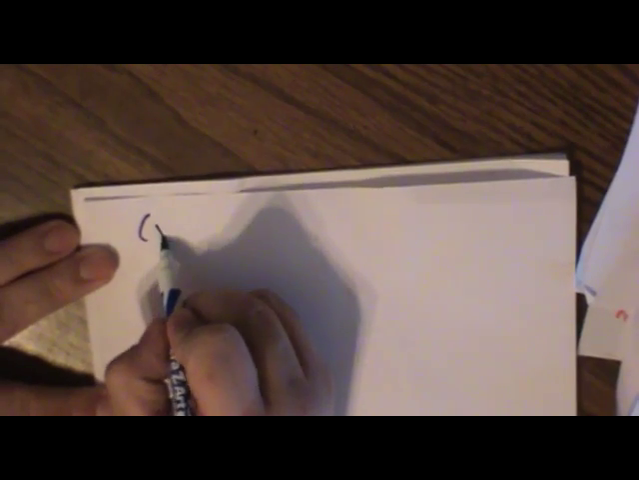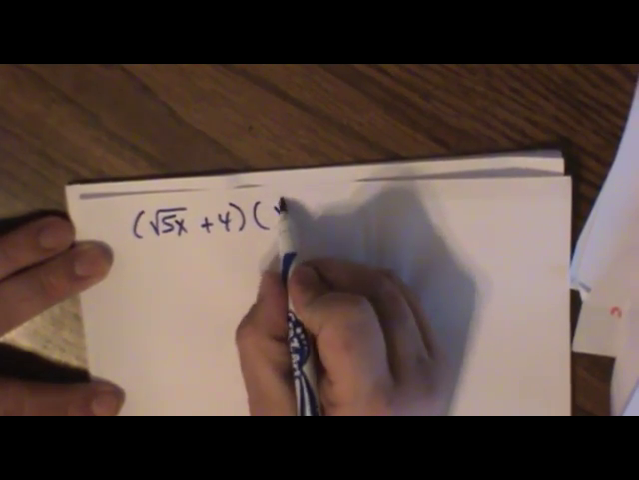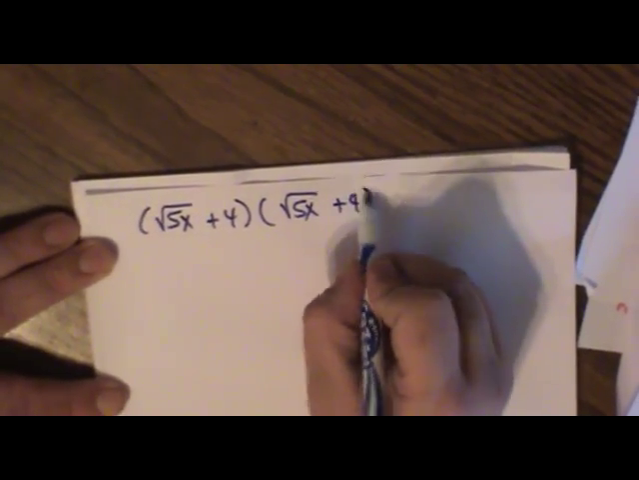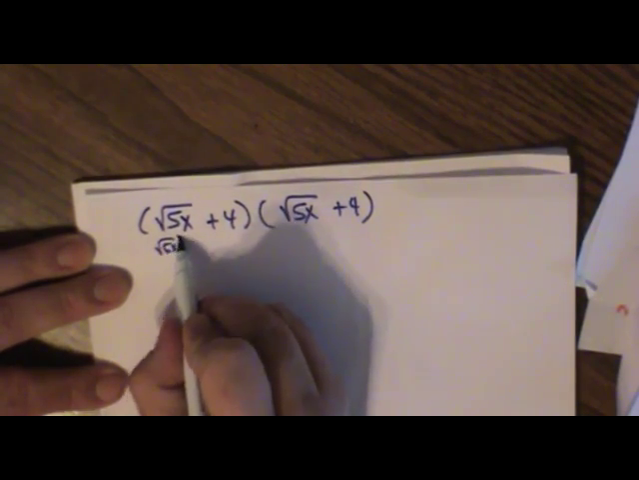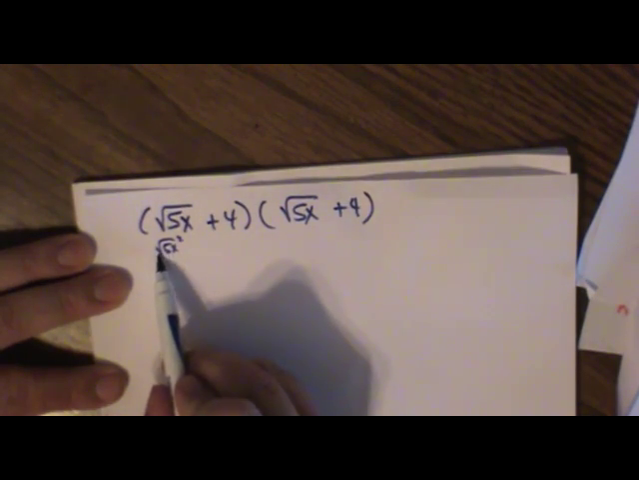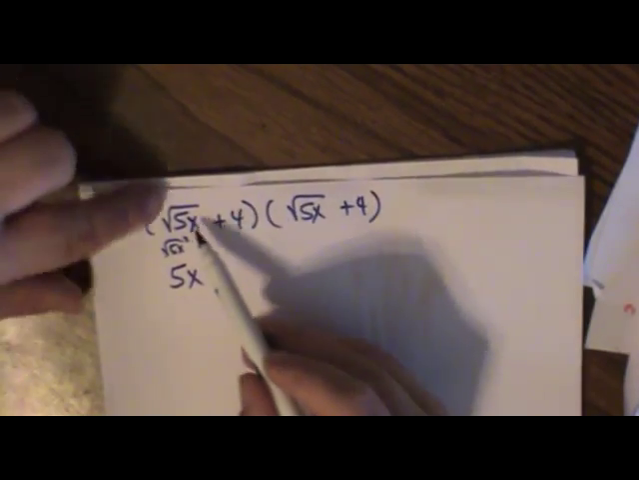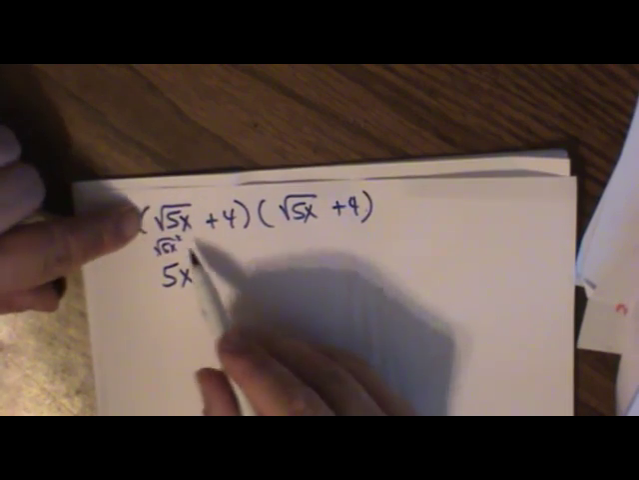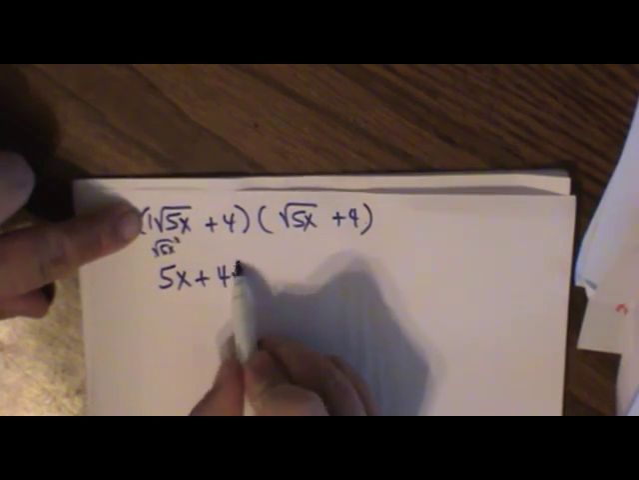Okay, let's try some more. We have the square root of 5x plus 4 times the square root of 5x plus 4. On this one we have square root of 5x squared, and really when you square a square root it gets rid of it. So we have 5x here. Then we have our inside. So they're both positive, so it's positive. Outside times outside, inside times inside.